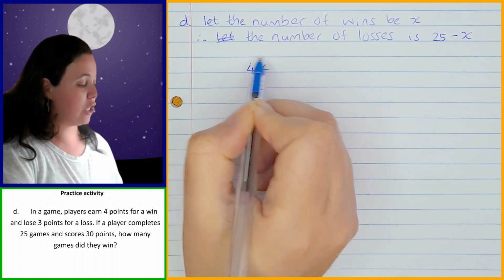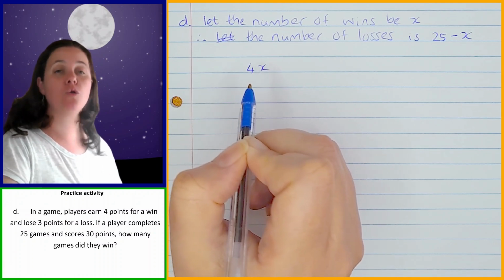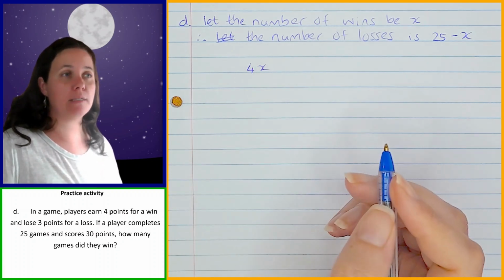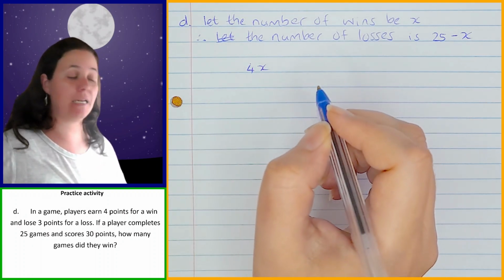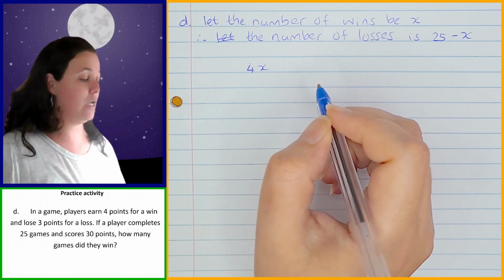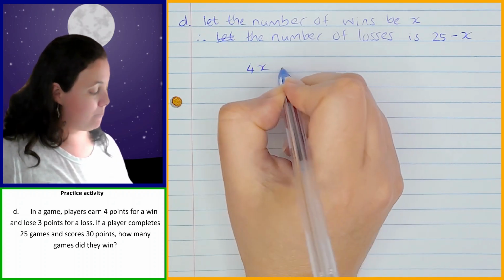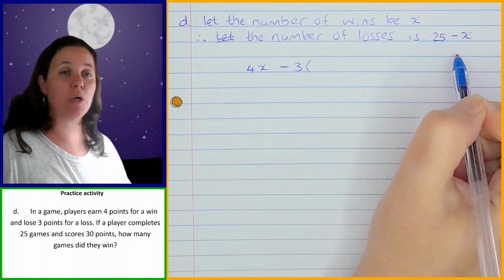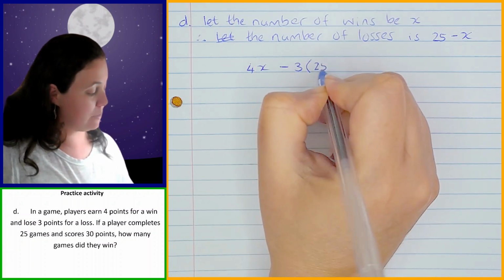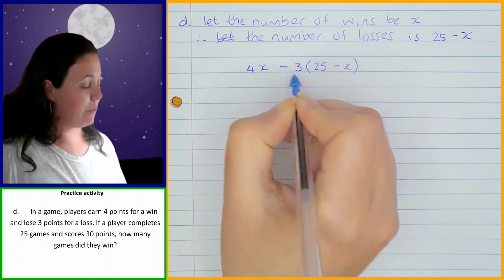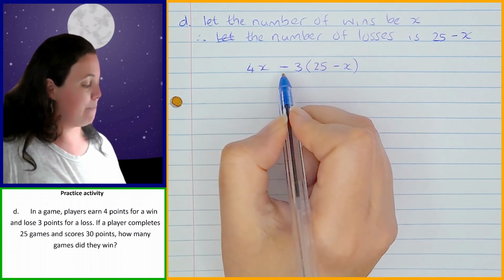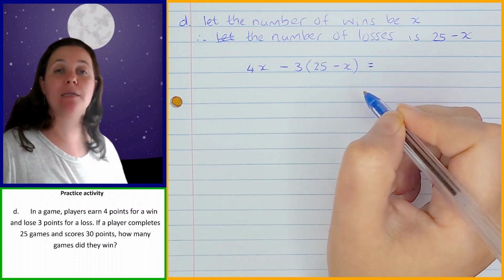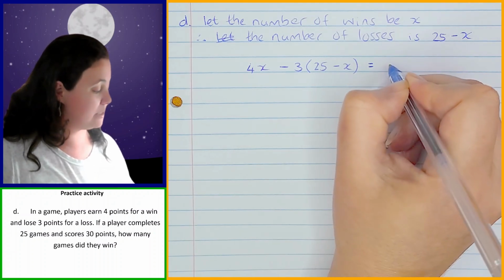Okay, so 4x, that's going to help me to work out how many points they got altogether from all the games that they won. But then, when they lose a game, they lose points. So that means we have to take points away again. So for every time that they lose a game, we're going to be subtracting 3 points. So I'm going to have minus 3, and that must be multiplied by the number of games that they lost, which is 25 minus x. That must go in brackets because I have to multiply the whole thing by that negative 3. So I've got 4x minus 3 times (25 minus x), and that is equal to the total number of points that they ended up with, okay, which is 30 points.